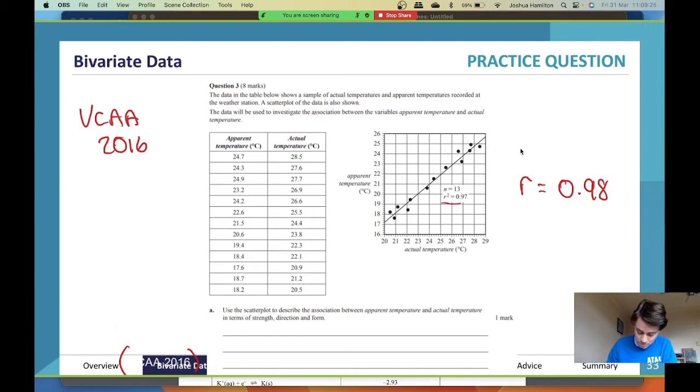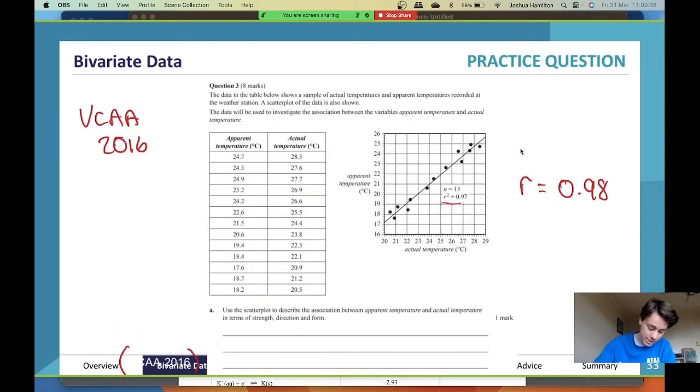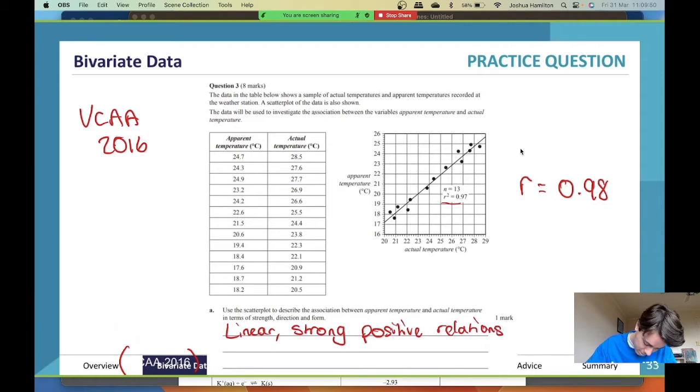So then I come back to this page here. I flip to this page in my data book and I go, all right, it can be concluded that the Y variable should increase as the X variable increases. And what I want to say is I have a linear, strong, positive relationship. And then I would just write out, for completion's sake, this little paragraph here.